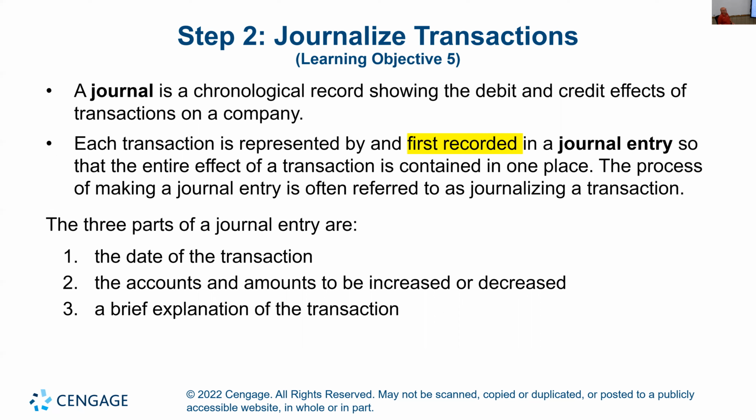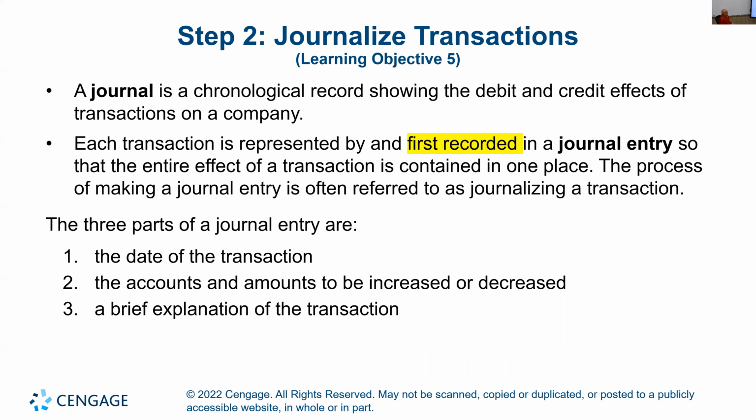Okay. So now we've analyzed our accounts. We've seen what specific accounts we're dealing with. We know whether they go up or down. The next thing we need to do is put it into a journal. The journal is the original book of entry. This is the first time that something actually gets recorded in the accounting system.